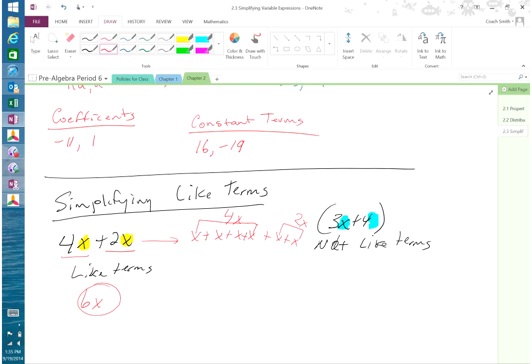Yes, Copeland. Okay, couldn't put it together. Even if you had 4x plus 2x squared, can't put it together because they're not identical variables. Now, if this was 4x squared plus 2x squared, yes, that's 6x squared. This is not like this is.